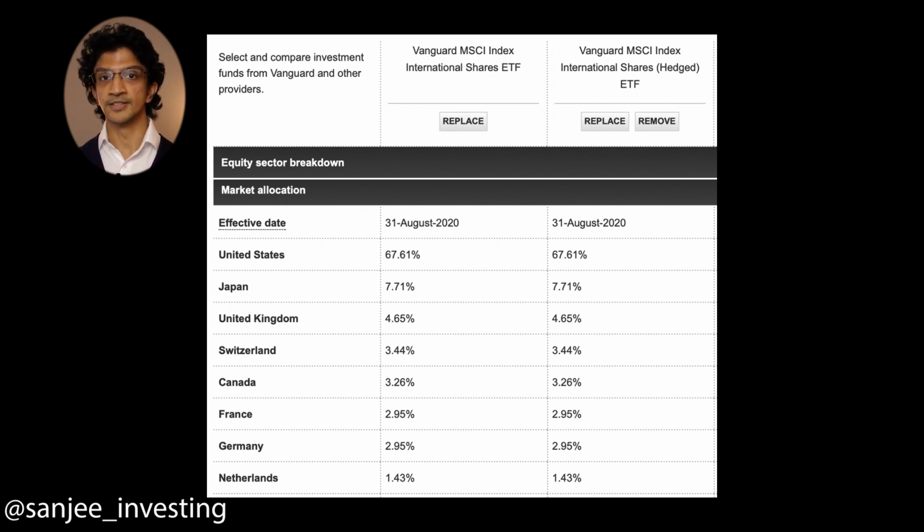And that's the key thing: each of these products is trying to invest in exactly the same companies underlying in the index. The only difference is in how they manage how the Australian dollar fluctuates against other currencies and how that impacts the returns from the fund.